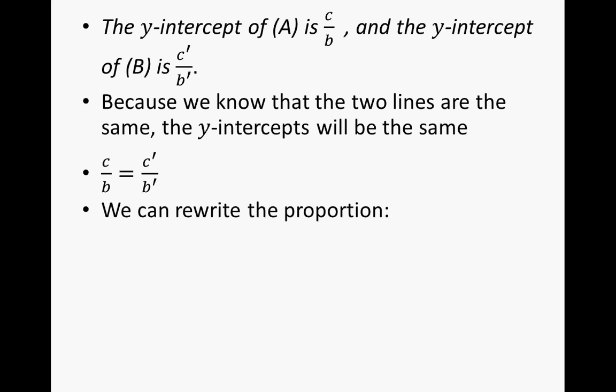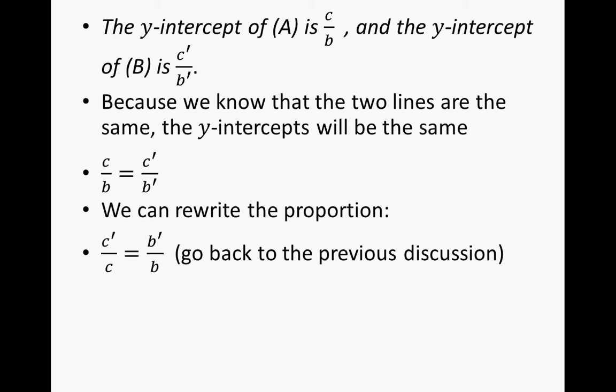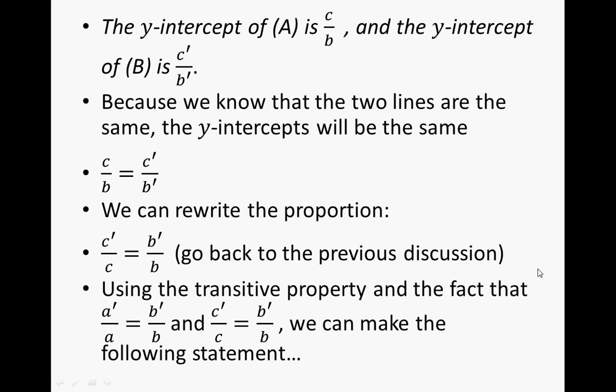So we can rewrite the proportion: c prime over c is equal to b prime over b. So again, go back to the previous discussion we just had. We're not even going to prove it, we'll just go ahead and rewrite it. So now, using the transitive property and the fact that a prime over a is equal to b prime over b, and we said that c prime over c is equal to b prime over b, which just came from up here, we can make the following statement: a prime over a is equal to b prime over b is equal to c prime over c.